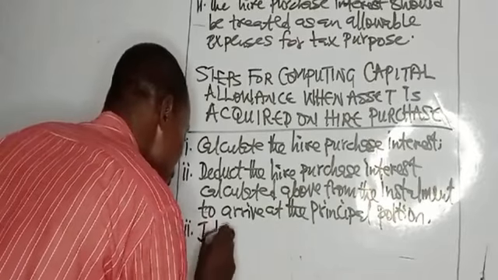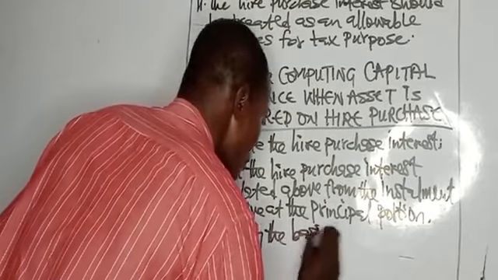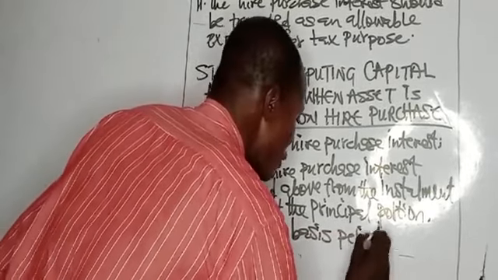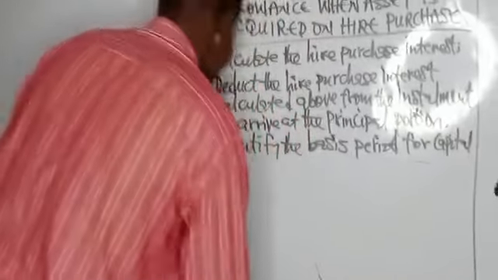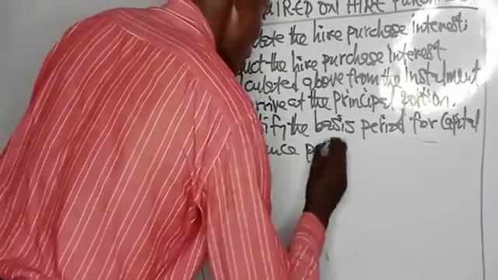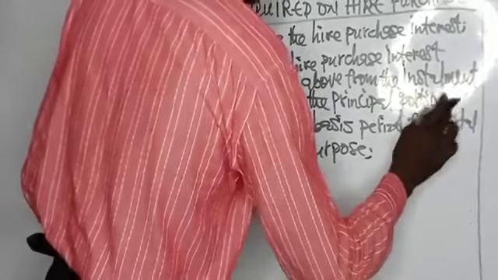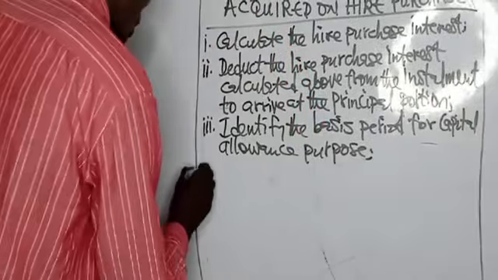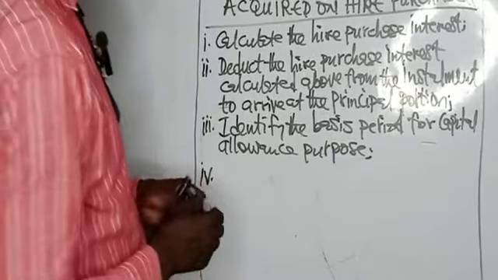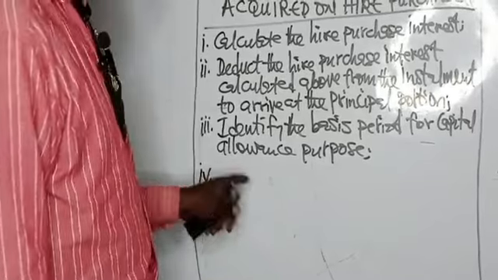Identify the basis period for capital allowance purposes. That is step 3. So if you have watched my earlier videos on the topic, then you will understand this better.